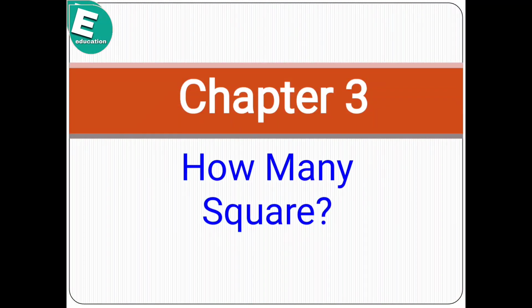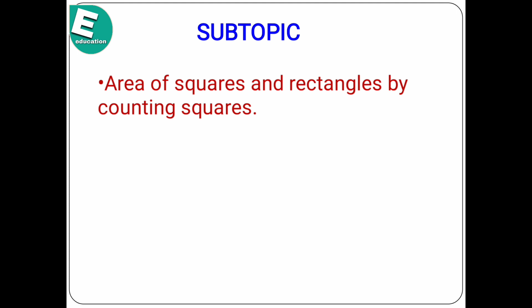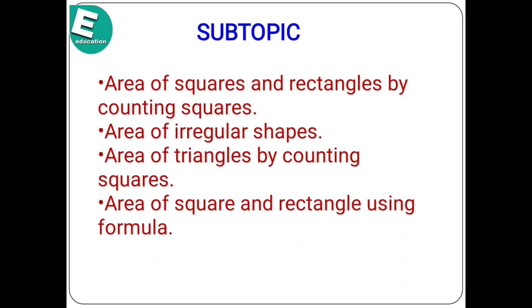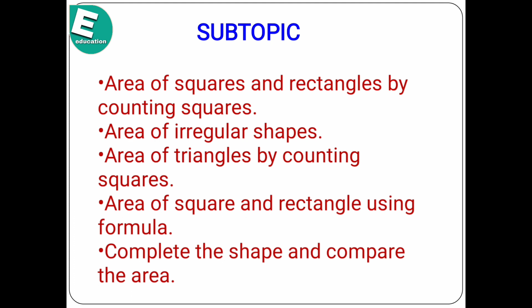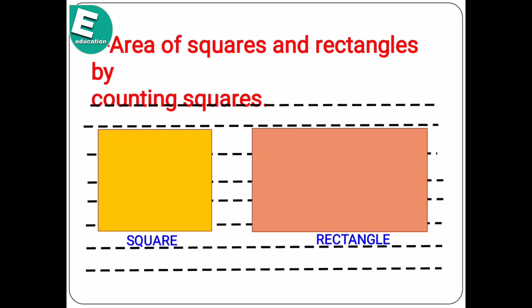Today we will read chapter 3, How Many Squares. This chapter is all about area and perimeter. So let's take area first, in which we will study area of squares and rectangles by counting squares, area of irregular shapes, area of triangle by counting squares, area of square and rectangle using formula, and last, complete the shape and compare the area. Now the first topic is area of squares and rectangles by counting squares.